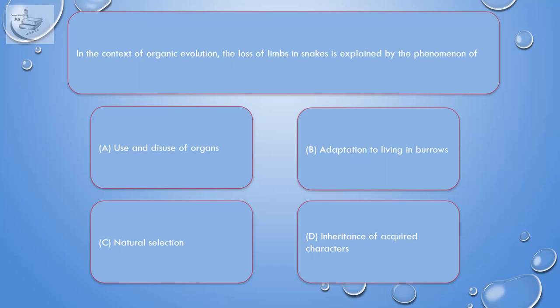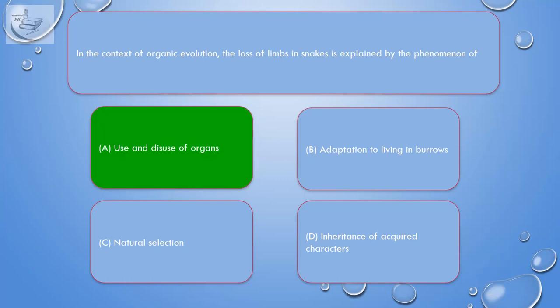Question: In the context of organic evolution, the loss of limbs in snakes is explained by the phenomenon of A. Use and disuse of organs, B. Adaptation to living in burrows, C. Natural selection, D. Inheritance of acquired characters. Correct answer is A. Use and disuse of organs.